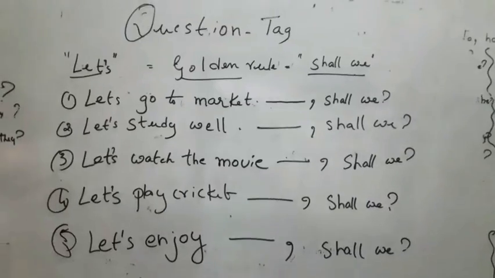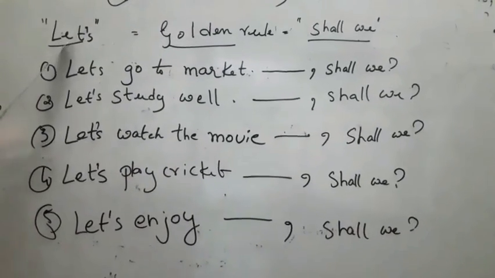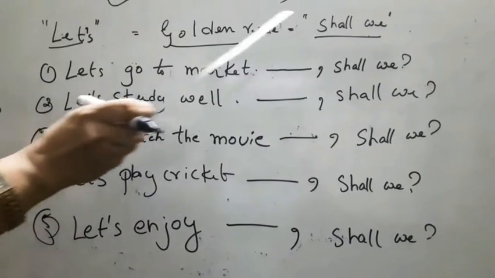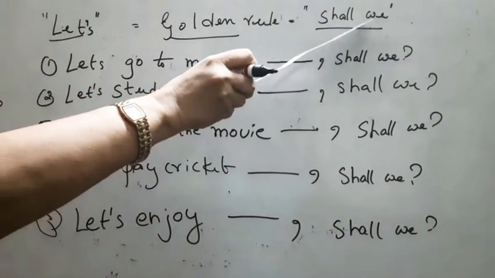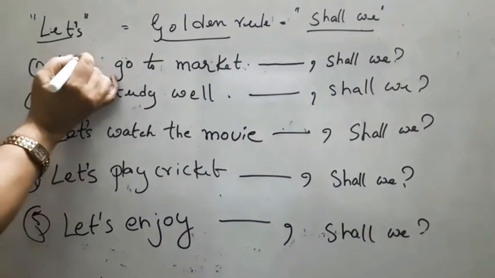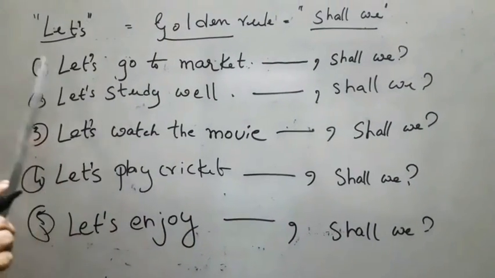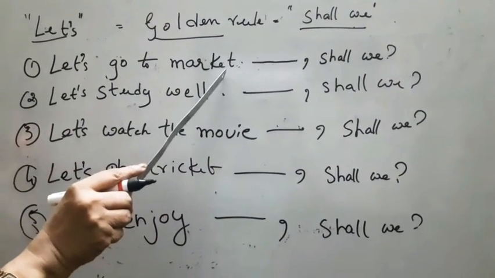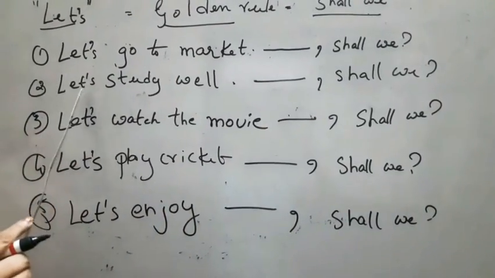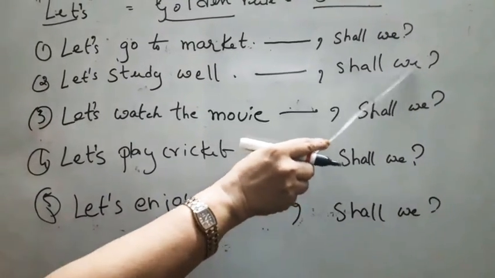Another rule of question tag is, if the sentence begins with let's, then our answer should be shall we. For example, let's go to the market, shall we? You have to repeat it. Let's go to the market. Let's go to the market, shall we? Let's study well, shall we?